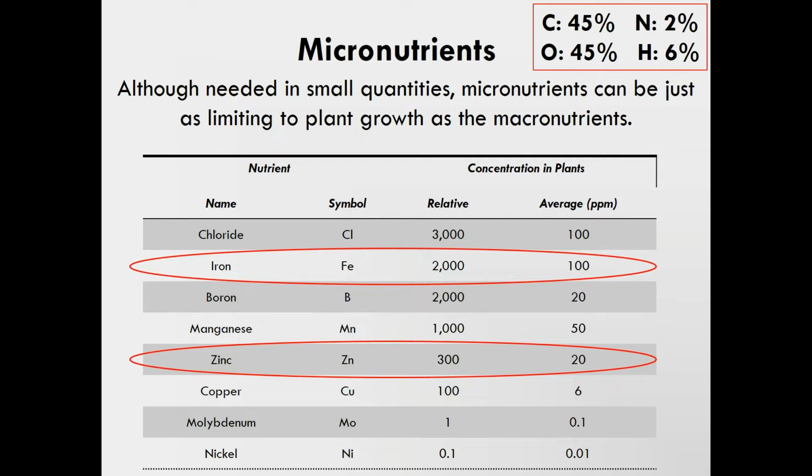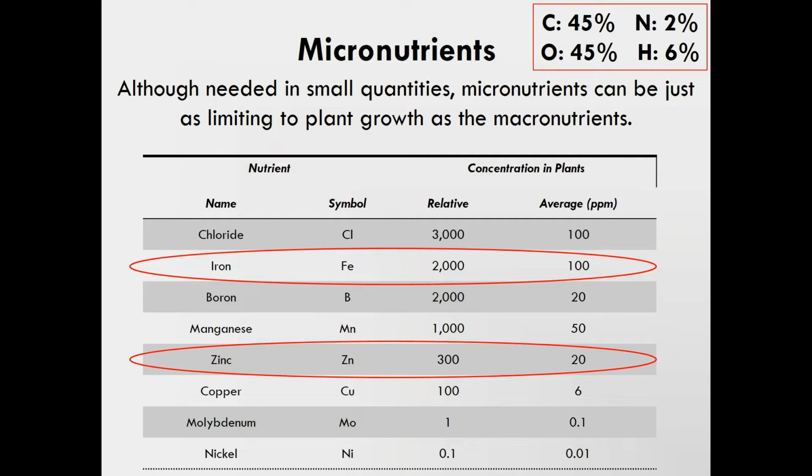And so with that said, we're going to focus in this talk on iron and zinc. And why are we focusing on iron and zinc? Well, I can tell you that out of these 8 micronutrients, the only 2 micronutrients that have ever been reported as a deficiency symptom in Colorado are iron and zinc. And so thus the importance of this presentation.